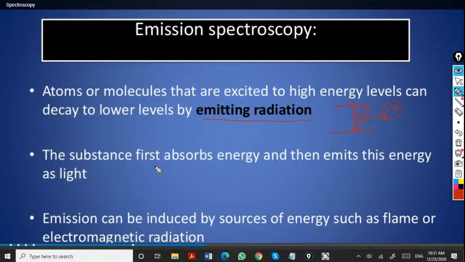Before the emission of light, the substance must absorb energy. It must be excited, and then it can release the energy. Emission can be induced by sources of energy such as flame or electromagnetic radiation, so the emitted light can be altered based on them. So this is about emission spectroscopy. These are the types of spectroscopy.